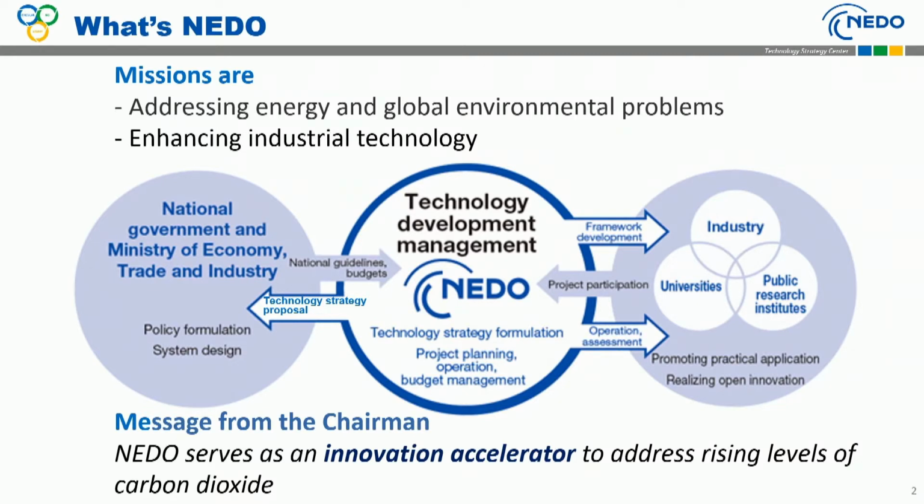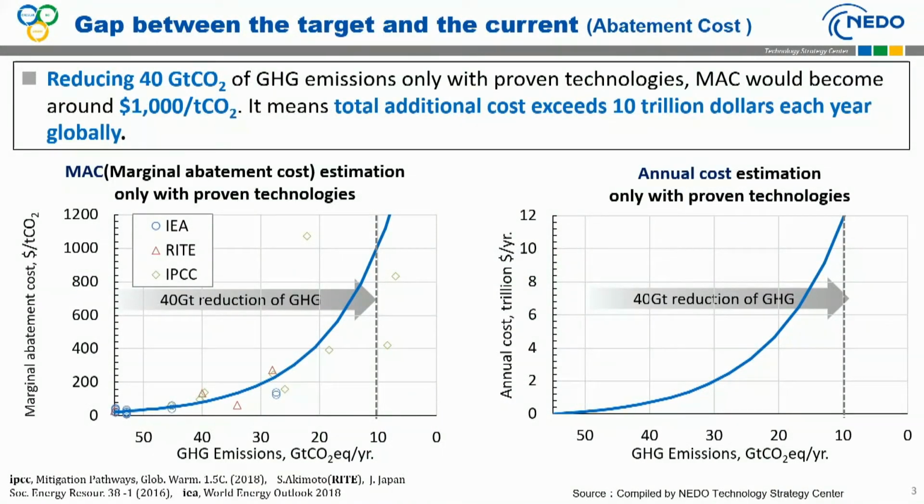Based on this experience, I would like to show some viewpoints in order to think about transition to the circular economy. First of all, I'd like to share the gap between the current situation of technology and our goals on climate issues. The left figure shows the marginal abatement cost, MAC, estimated by 3 institutions: IEA, IPCC, and RITE. The curve in the figure is derived from curve fitting using all these plots.